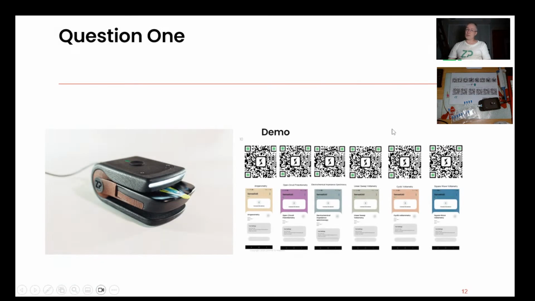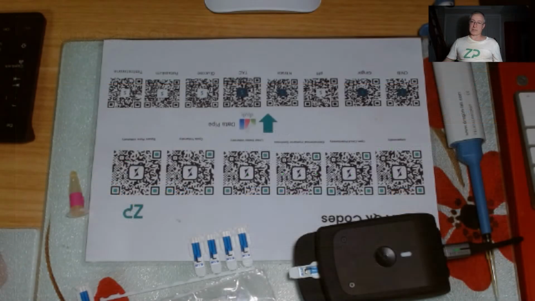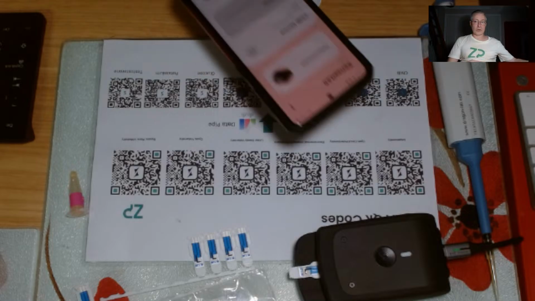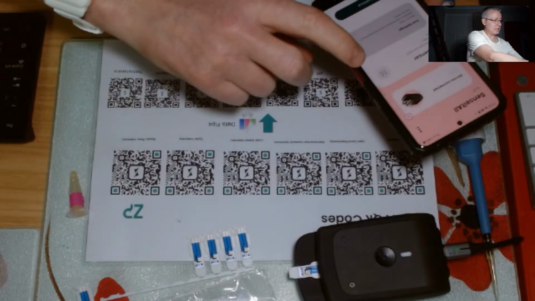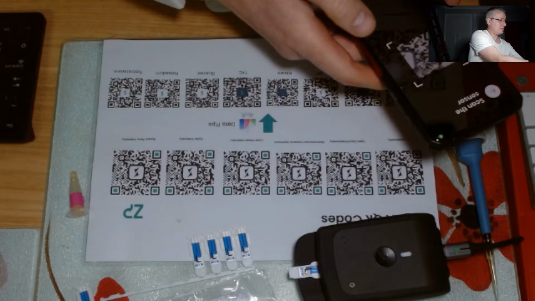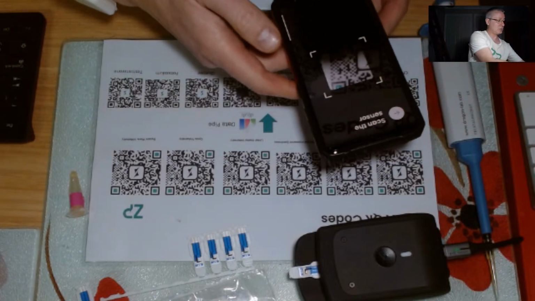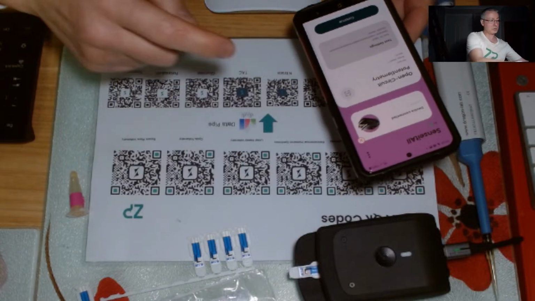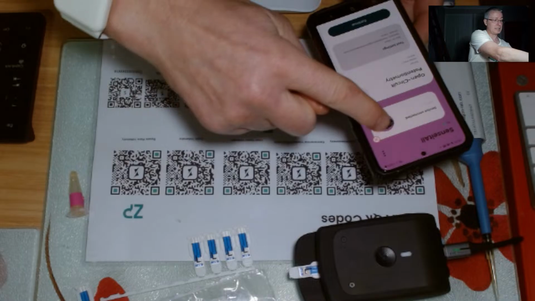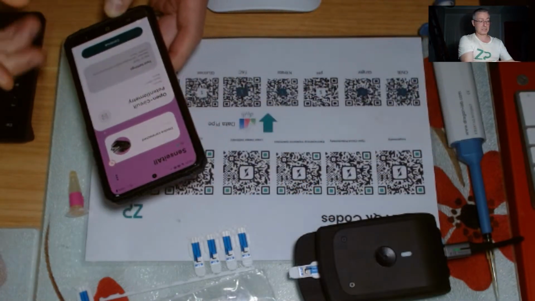Question number 1. You can also do a very quick proof of principle just on this potentiostat. If I grab my phone, this is a really smart way of doing potentiostats, I would say. If I want to do amperometry, I can scan that QR code and now I'm in amperometry mode. If I want to do open circuit potentiometry, I'm now in open circuit potentiometry, and I'm in Bluetooth connection because it says device connected, so I can run any of those assays on that.